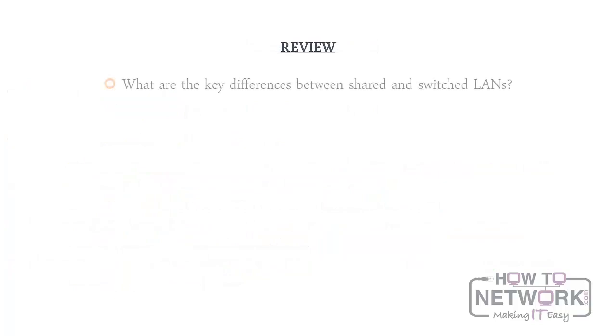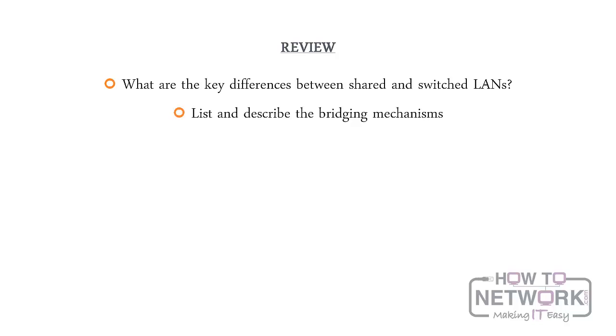Alright, so let's review. What are the key differences between shared and switched LANs? Switched LANs break a single environment into multiple smaller collision domains, which minimize the chance of collisions. Shared LANs place all devices into a single collision domain, which increases the chance of collisions, especially if a large number of devices are connected. Switched LANs make intelligent forwarding decisions based on the contents of the bridging table, while shared LANs always flood traffic, which consumes resources unnecessarily and can pose some security risks.